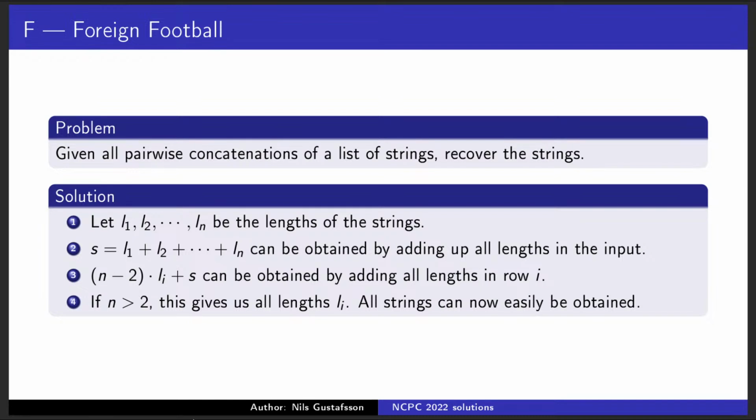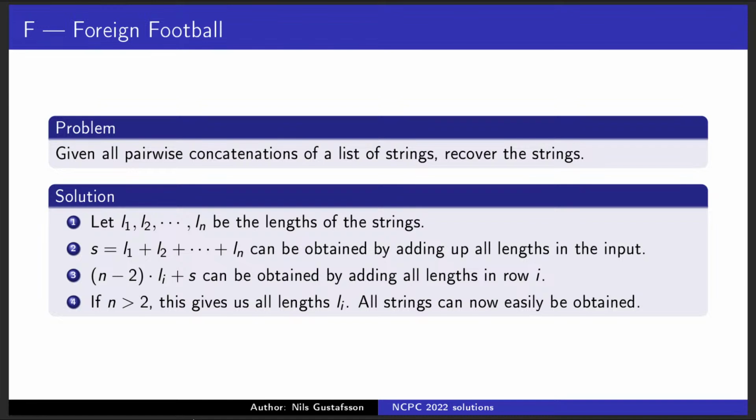So if you just look at one row in the input, the first li characters will be string si, and so on. So at this point, it's quite easy. But okay, you still have to be careful. Once you've found all the strings, you need to make sure that it actually is consistent with the input. That's something that's very easy to forget.